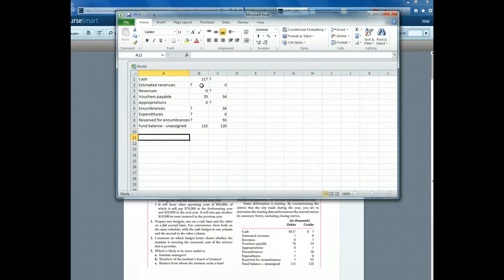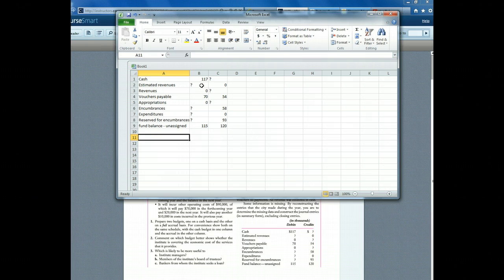So let's start by talking about when we record the budget. We don't have all of our figures, so let's just kind of pick things apart. When we record the budget, as you saw in the slides, we're going to debit estimated revenues. We're going to credit estimated appropriations, right? And what is our other credit? Fund balance, right? But let's just keep it simple. Let's just worry about estimated revenues.